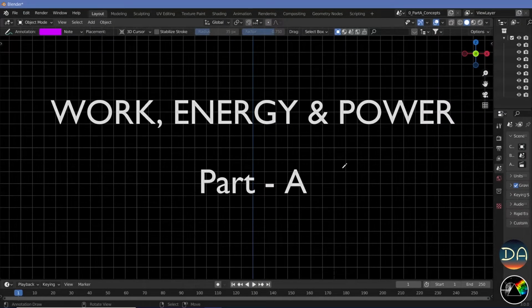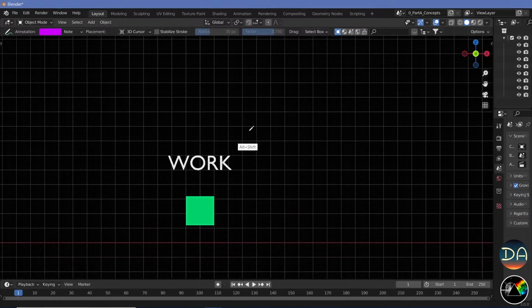Welcome to Chapter 2 of ICSE Physics Class 10, where we're going to deal with work, energy, and power. Part A, which is just the definitions and understanding of what is work, energy, and power. So let's start off with work.